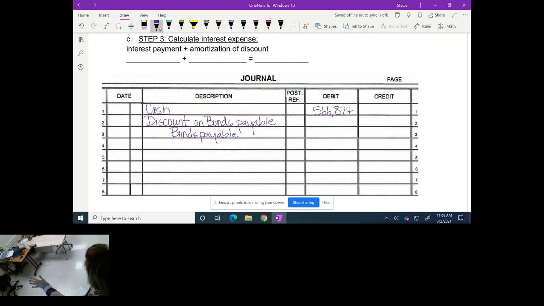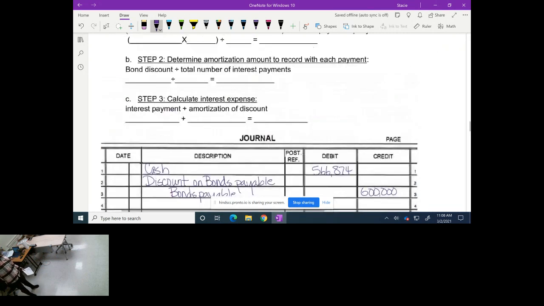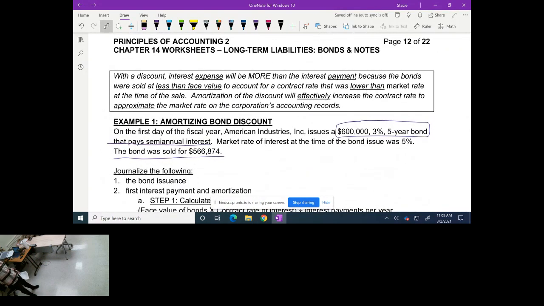Then I can tell once I get the knowns in there. So I know that I got cash of 566,874. What's my bonds payable amount going to be? 600,000. The 600,000. Bonds payable will always be your face amount, regardless of what you sell it for. The company's always going to pay back this amount at maturity.